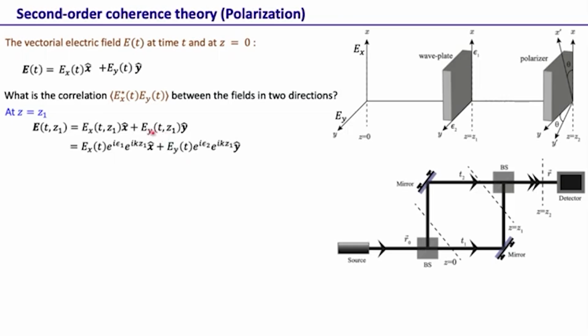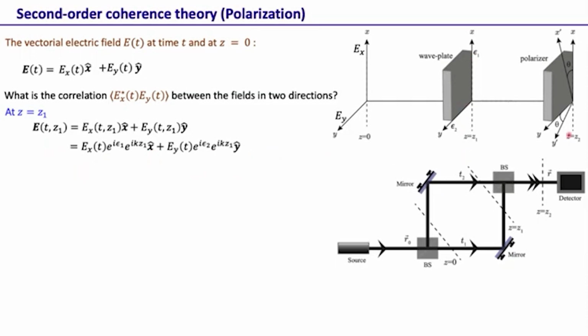Similarly, this field in the y direction is Eyt, that is the same as this, which is at z equal to 0, e to the i k z1, that's the phase acquired due to propagation up to the wave plate, and e to the i epsilon 2, that is a phase imparted by this wave plate to this polarization. So this field, right after the wave plate, is the field in the x direction and the y direction.